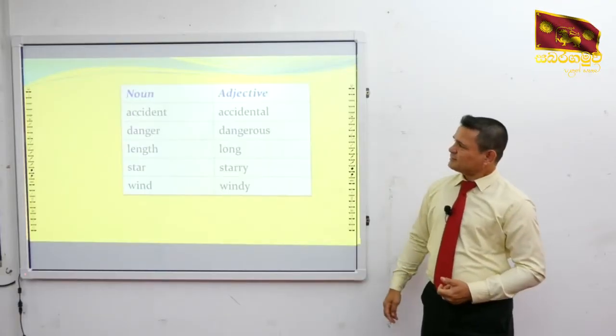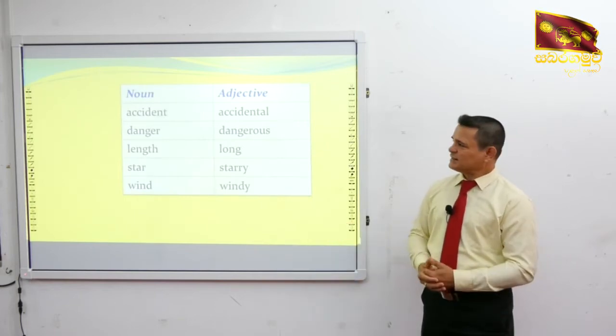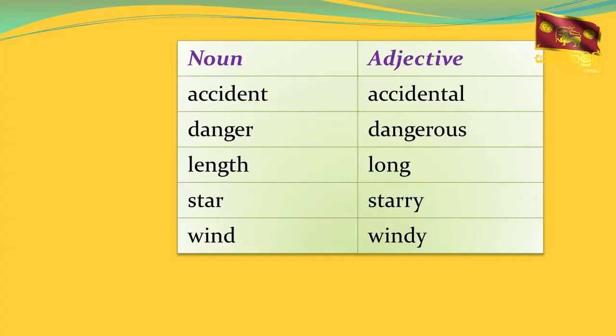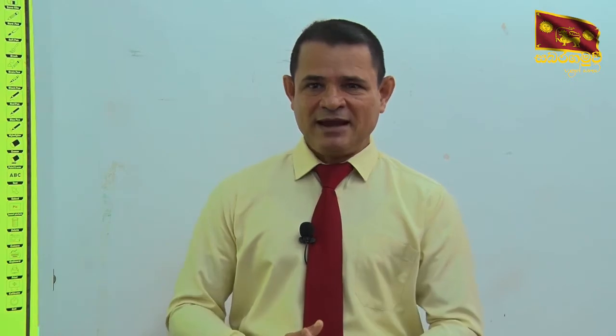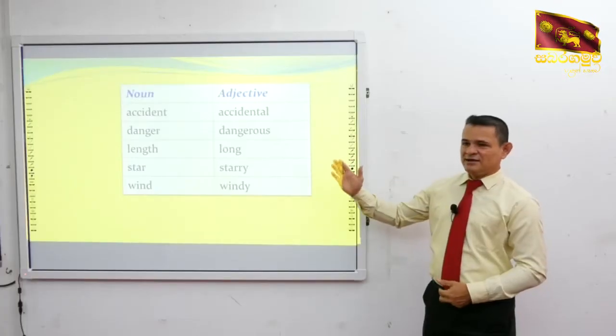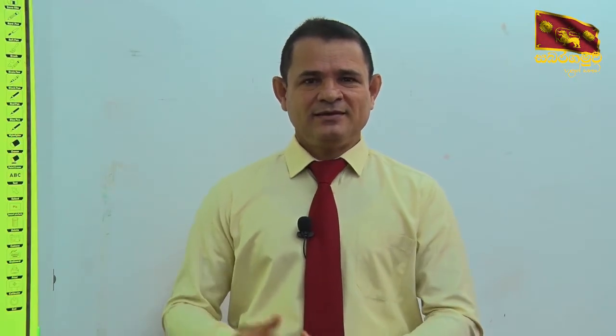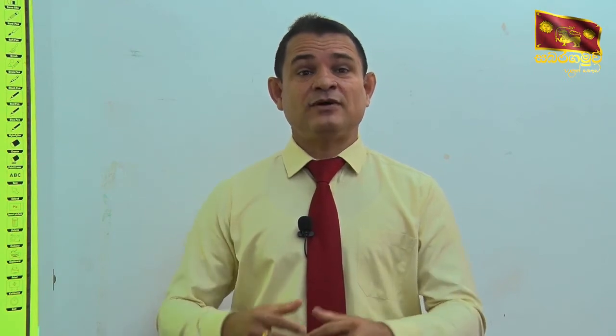And also some more, how these nouns become an adjective. Look at this one, accident, a noun, and accidental, just adding a suffix and it became an adjective. And in the same way, danger, dangerous, length, long, star, starry, wind, windy. So these kinds of things are also there. That's why I told you not to look only at suffixes, but to find more.